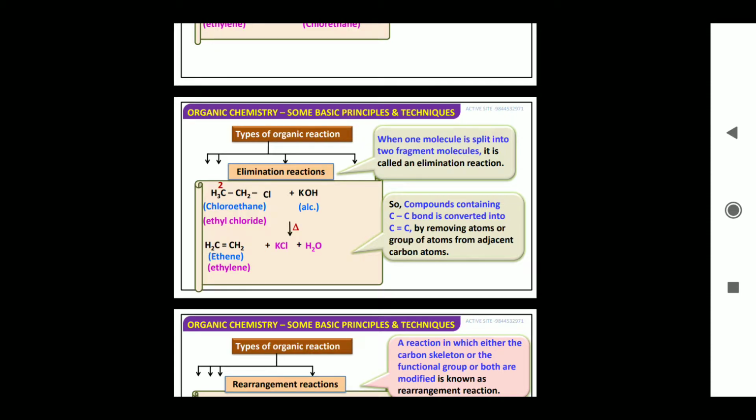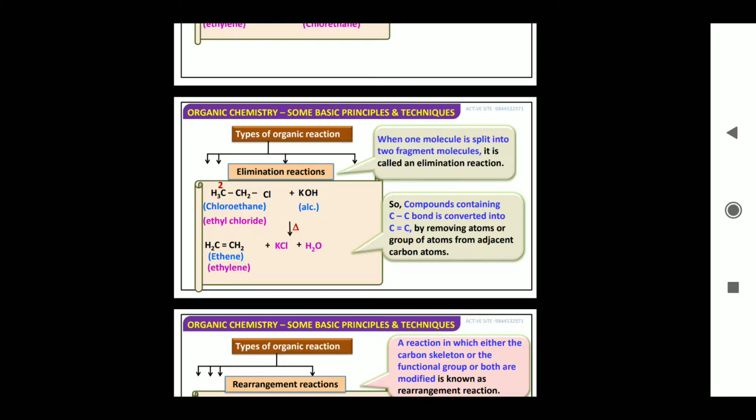So what is elimination reaction? When one molecule is split into two fragments of molecule, it is known as elimination reaction. Here you can see a chloroethane, that is CH3CH2Cl, when it reacts with KOH. So what happens? There will be dehydrohalogenation and it results in the formation of alkene. So ethene would be formed.